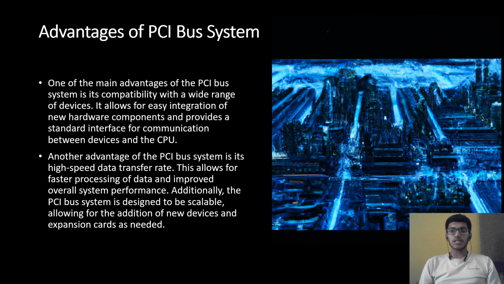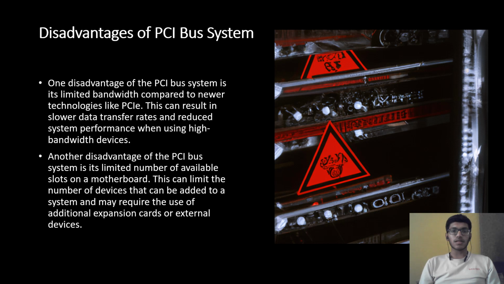There are some disadvantages as well, so let's look at that. One disadvantage of the PCI bus system is limited bandwidth compared to newer technology like PCIe. As I mentioned before, PCI is the older version of the PCI bus system. Right now in graphics cards we all use PCIe, PCI Express. So it has lower bandwidth and lower speed compared to the new devices. This can result in slower data transfer rates and reduced system performance when using high bandwidth devices.